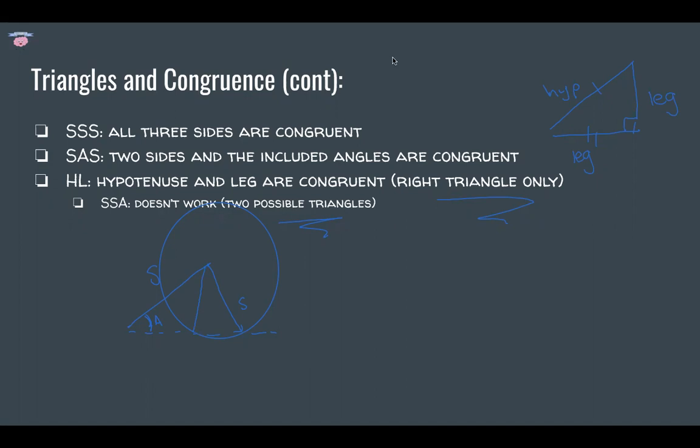So let me draw that in a different color. There's this, and there's this. Rough drawing. But you see, these are 2 different triangles. They're not congruent, as we can see from this picture. So we can't use SSA. It produces 2 different triangles.